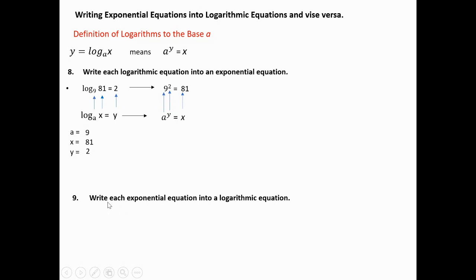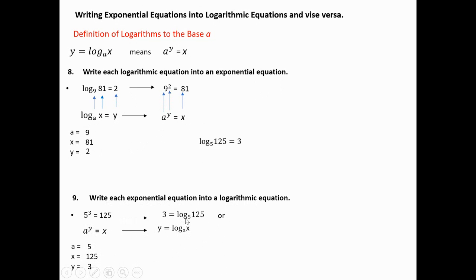Now we're going the other way, from an exponential equation into a logarithmic equation. So again, it's going to be in this form, so I know my a will be 5, my y is 3, and my x is 125. So it's going to be, right, my y is 3, so that's why it's 3. My a is 5, and my x is 125.